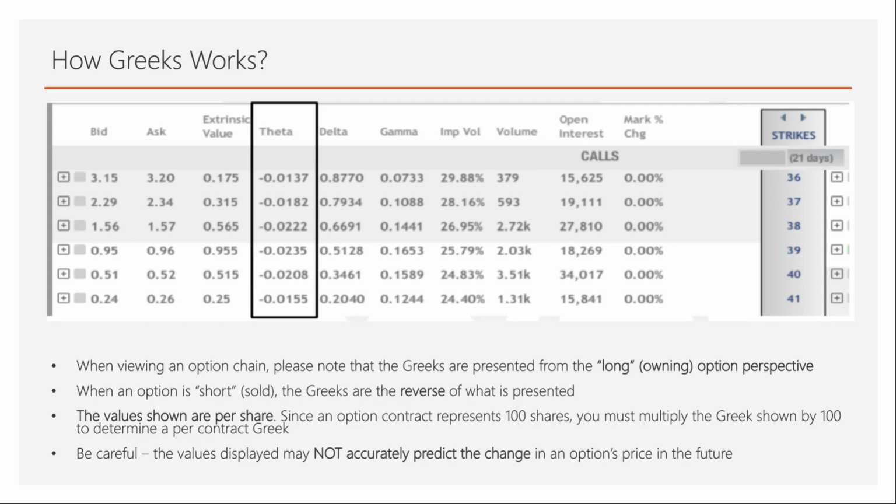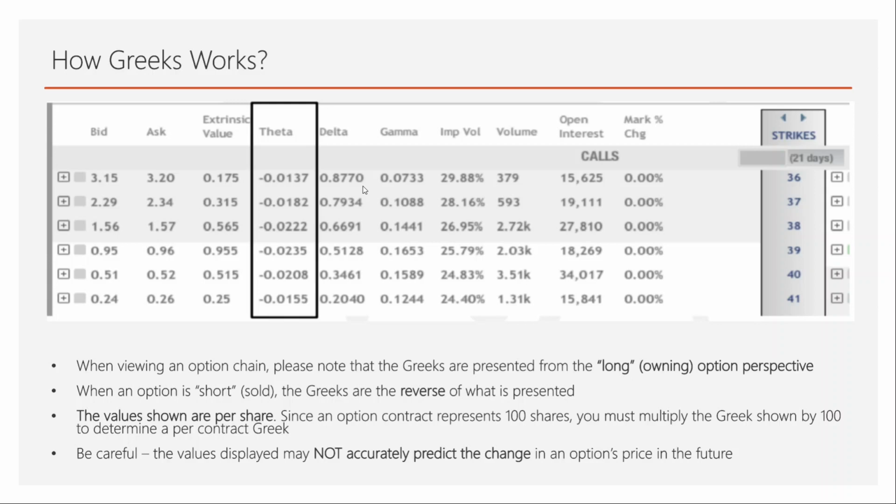How do Greeks work? When viewing an option chain, please note that Greeks are presented from the long option perspective. We see gamma, we see delta, we see theta. Everything is presented from the long option perspective, meaning the call buy perspective, if this option chain is for calls. So all this theta, delta, gamma are presented from the call buy perspective, the long call perspective.